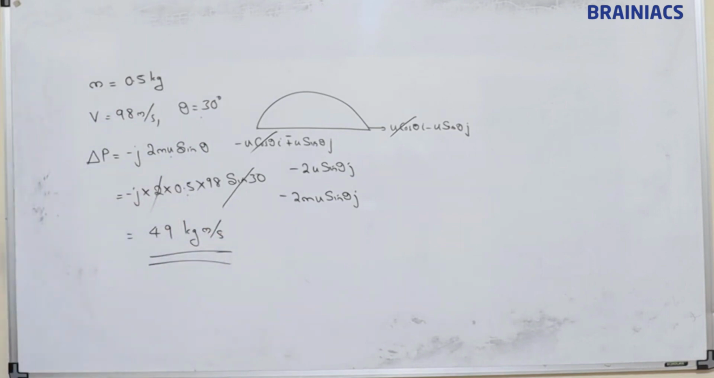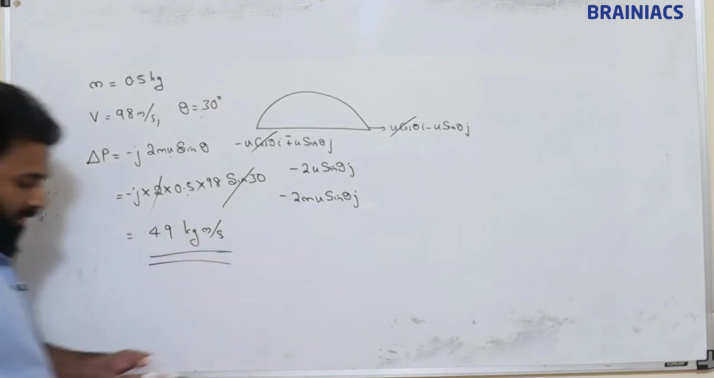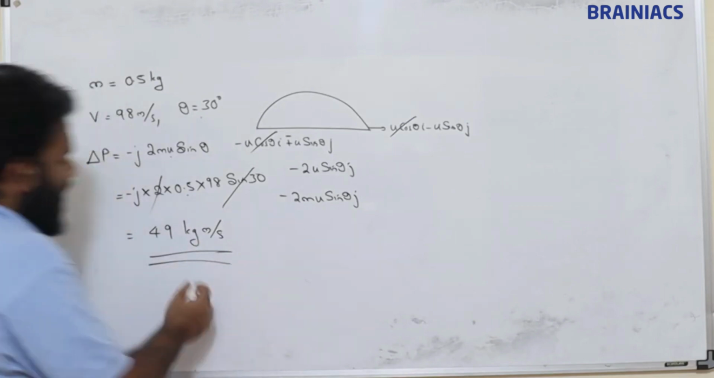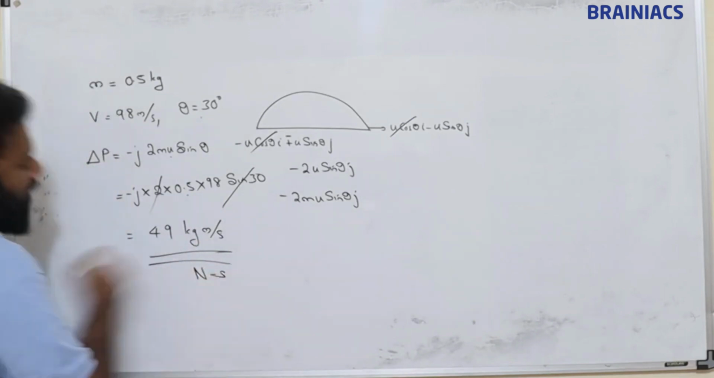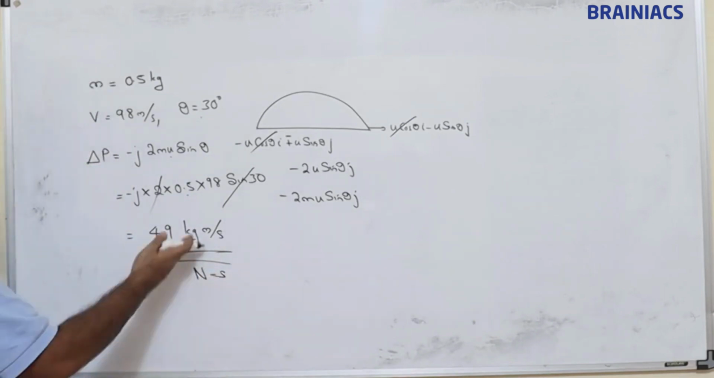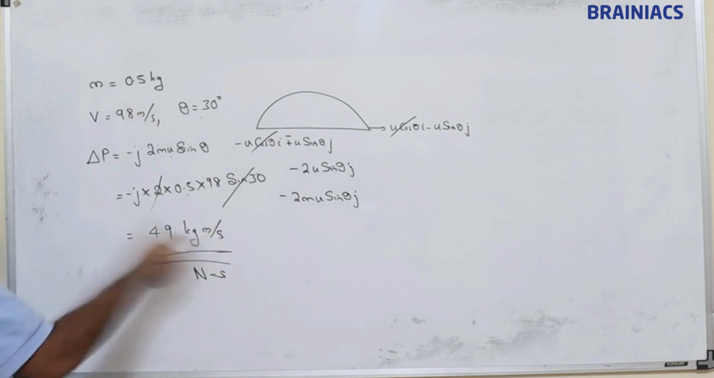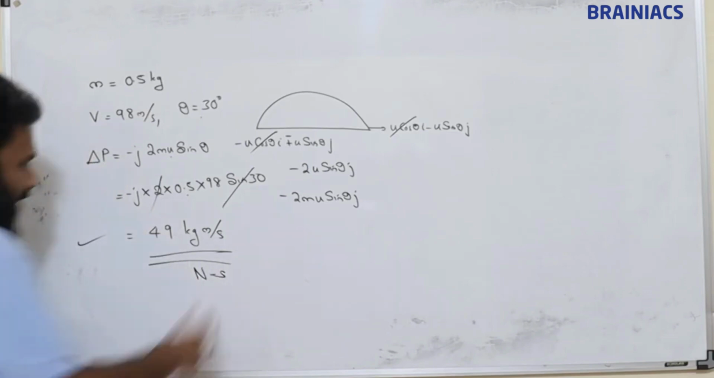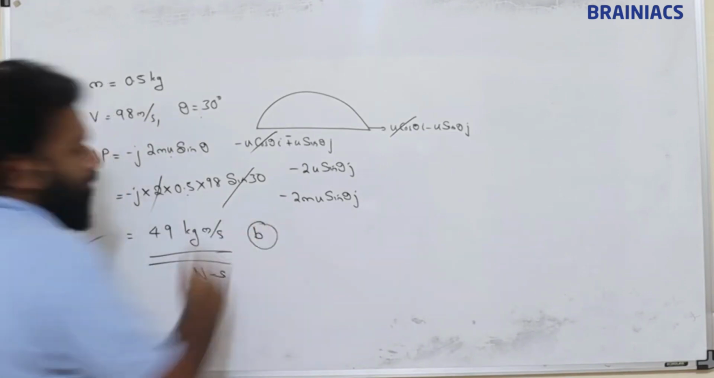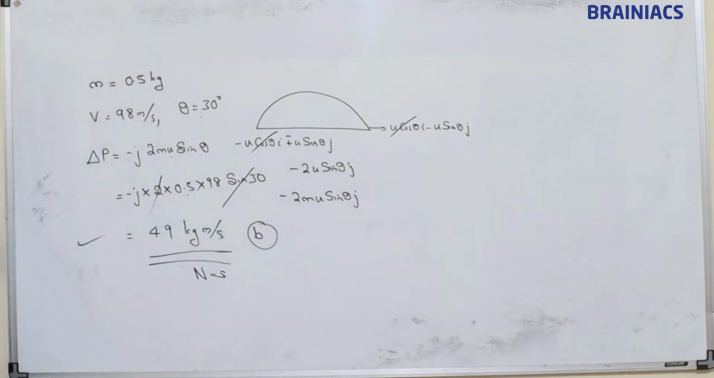Fine. In the options they have given Newton second, and that unit is also correct. Newton second is also fine, or otherwise kilogram into meter per second, that is also fine. So this is the answer, option B. Clear? Shall we move to the next question?